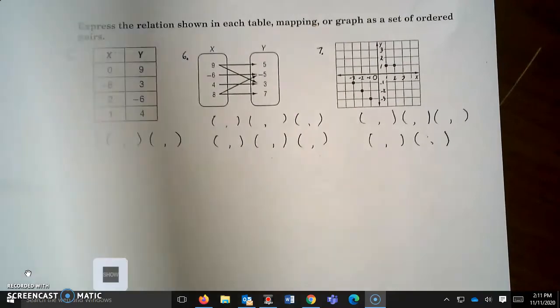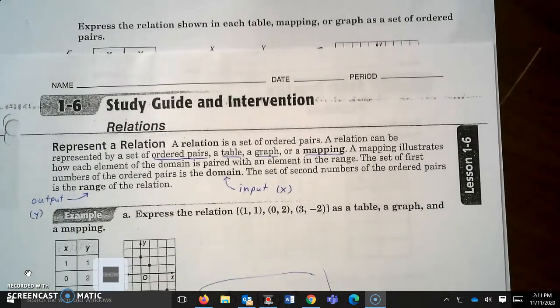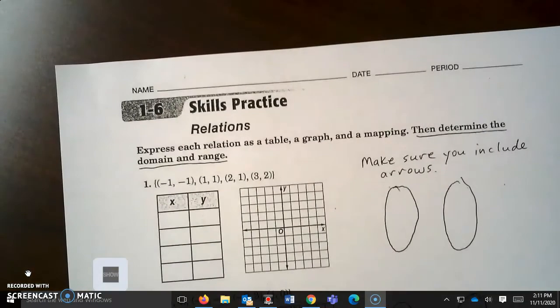I will send the notes. It's going to be a separate document. It'll say relations, notes. This one will say relations assignment. And look, this is 2-sided, so pay attention to that.